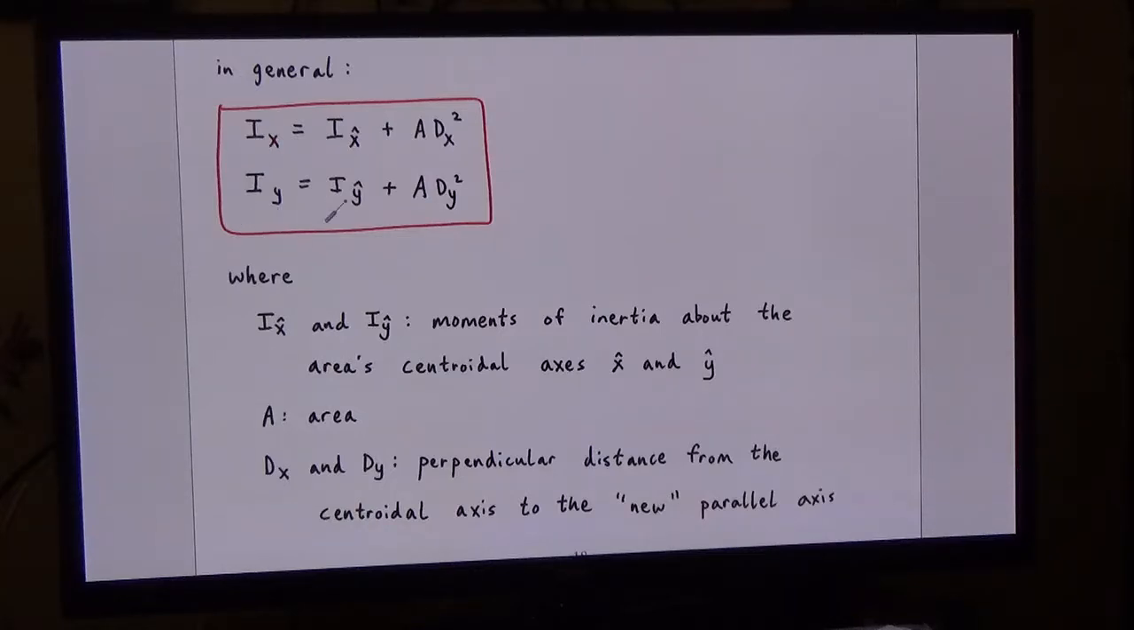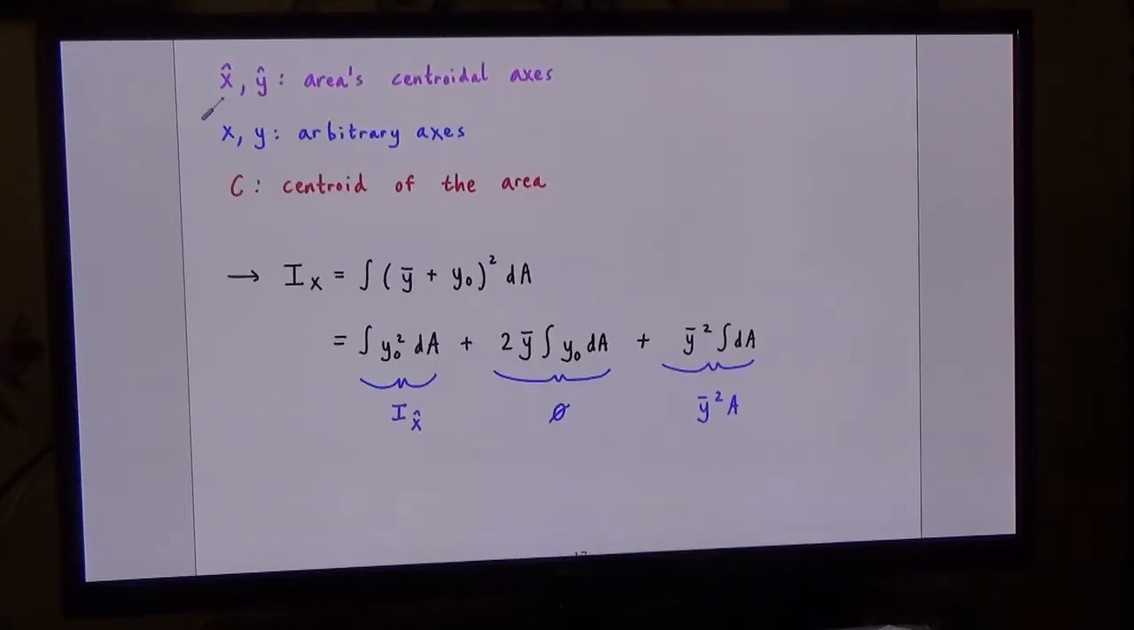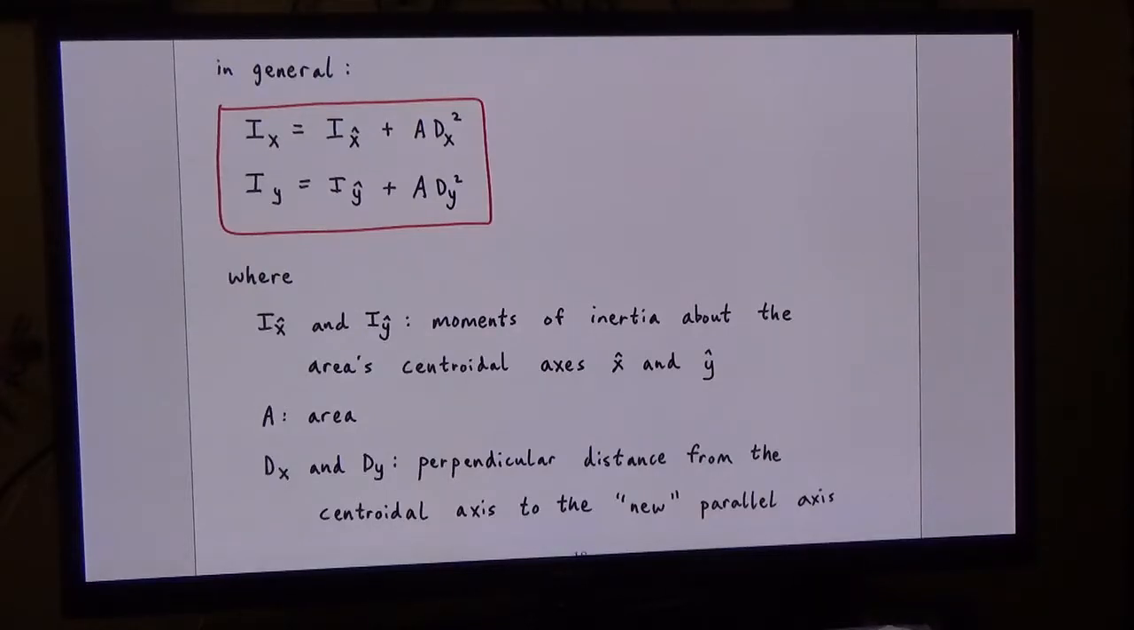Likewise for y, we have I about the y centroidal axis plus area times distance squared, where the distance here is between the y-hat axis and y. So a couple of notation things. Remember that x-hat and y-hat, that's what I use for the area's centroidal axes, so they pass through the centroid. X and y are the arbitrary x and y axes as normal, and of course C is the centroid of the area. And then these terms we also have explicitly defined here.